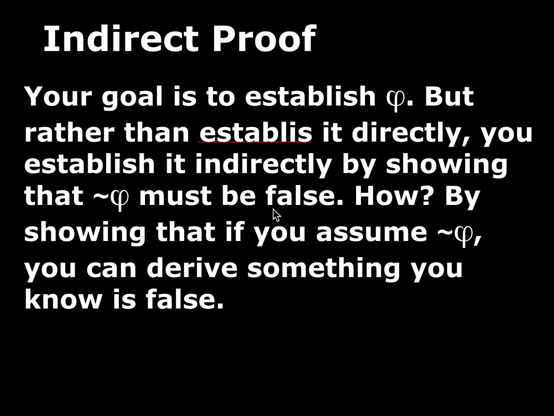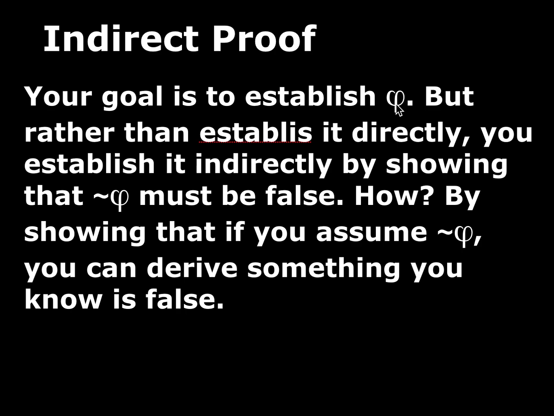The difference is that with conditional proof, you could only directly derive a conditional. You can use indirect proof to directly derive any statement, and by any statement, I mean any form of statement. It could be an atomic statement, a conjunction, a conditional, a disjunction, whatever. It doesn't have to be a conditional. Whatever that statement is, let's just call it phi. This is the statement you want to derive.